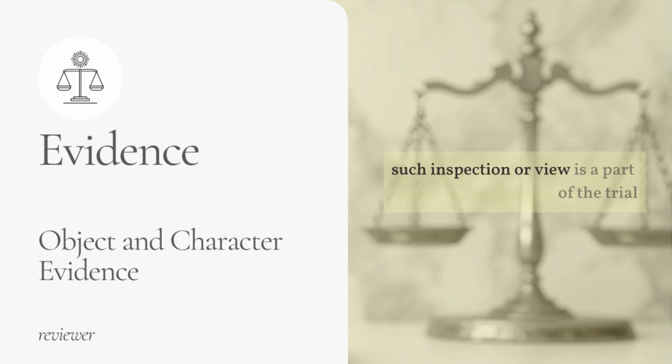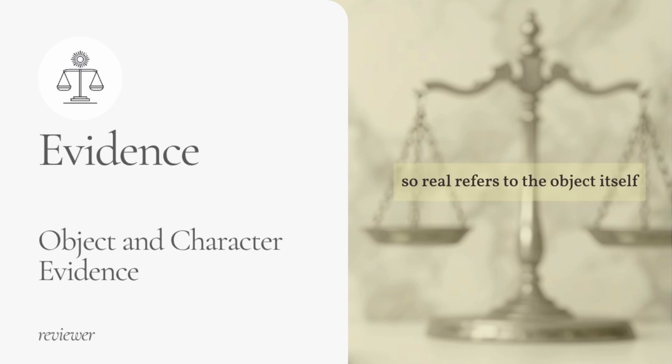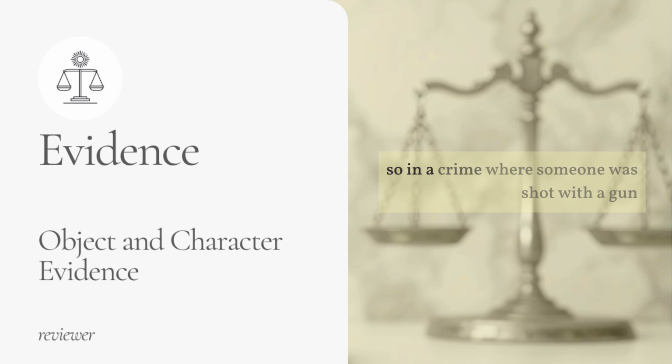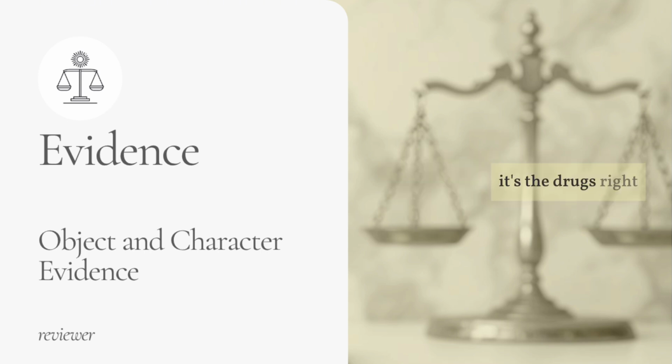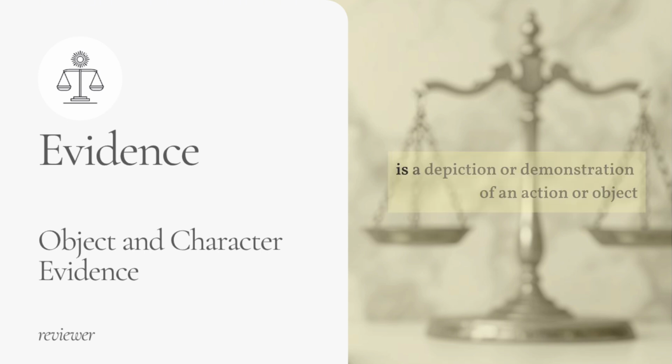Such inspection or view is a part of the trial inasmuch as evidence is thereby being received and is expressly authorized by law. So, object evidence is also called real evidence, but object evidence can actually be both real or demonstrative. So real refers to the object itself. So in a crime where someone was shot with a gun, it's going to be the gun, or if it's a buy-bust, it's the drugs, right? Demonstrative evidence, on the other hand, is a depiction or demonstration of an action or object. So the photo of a gun.